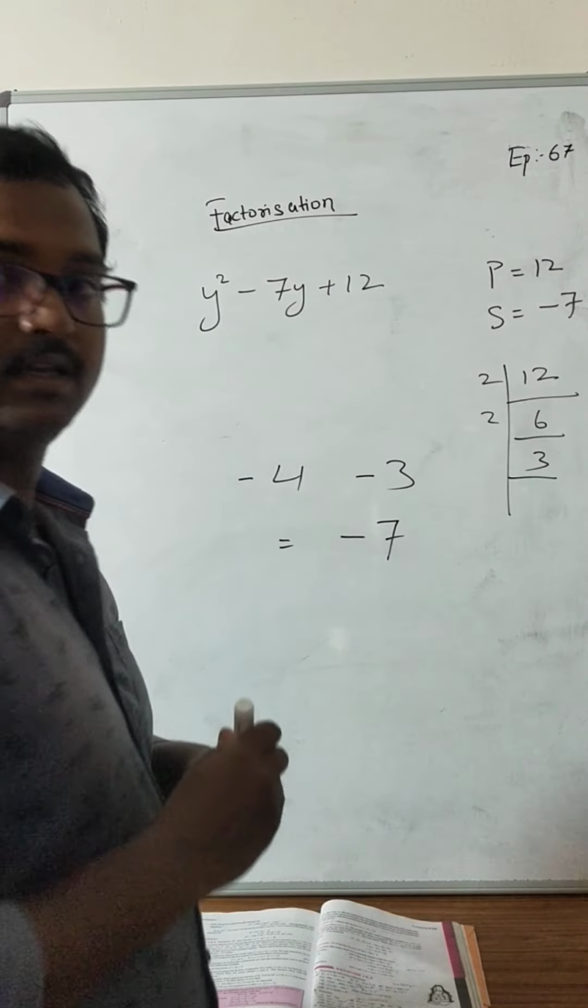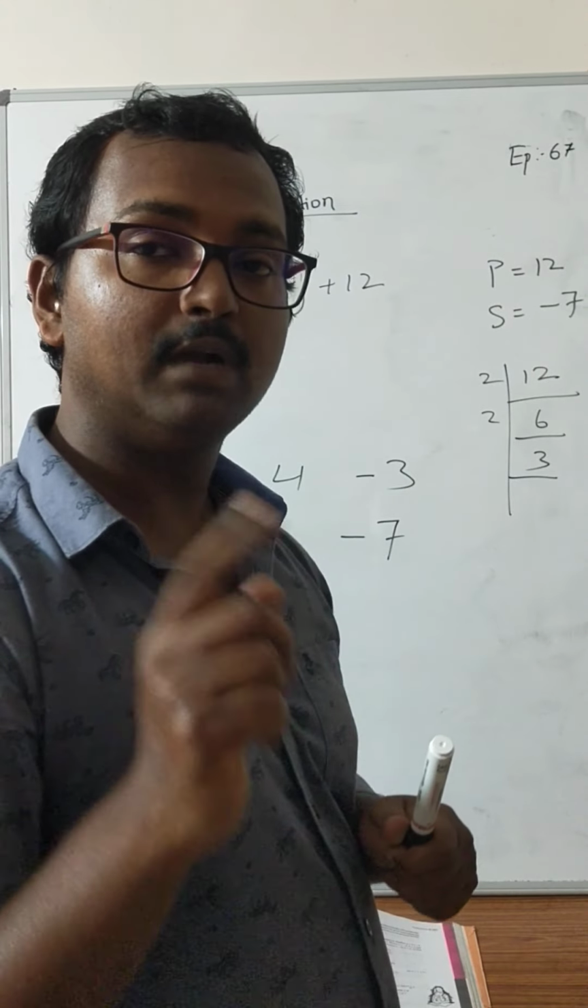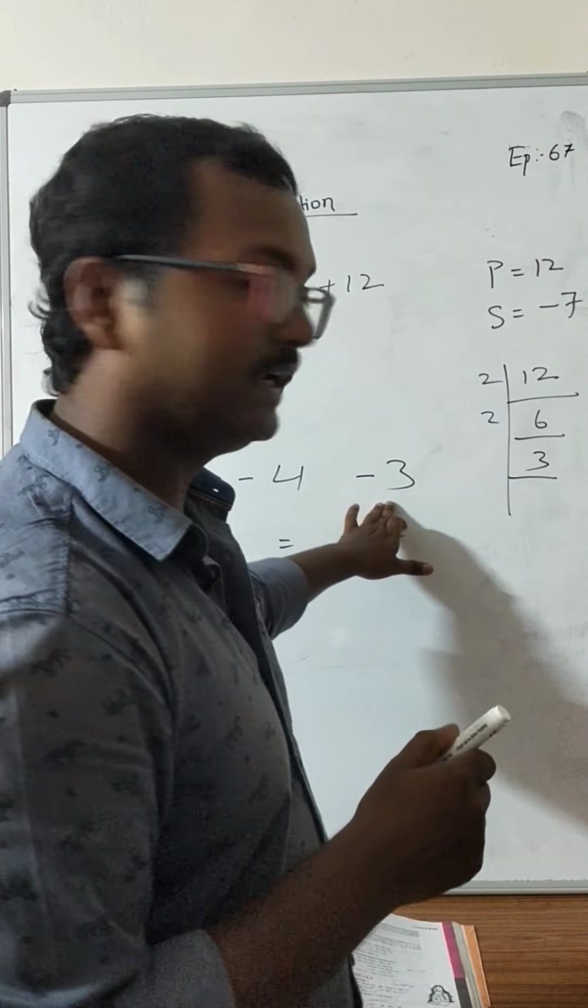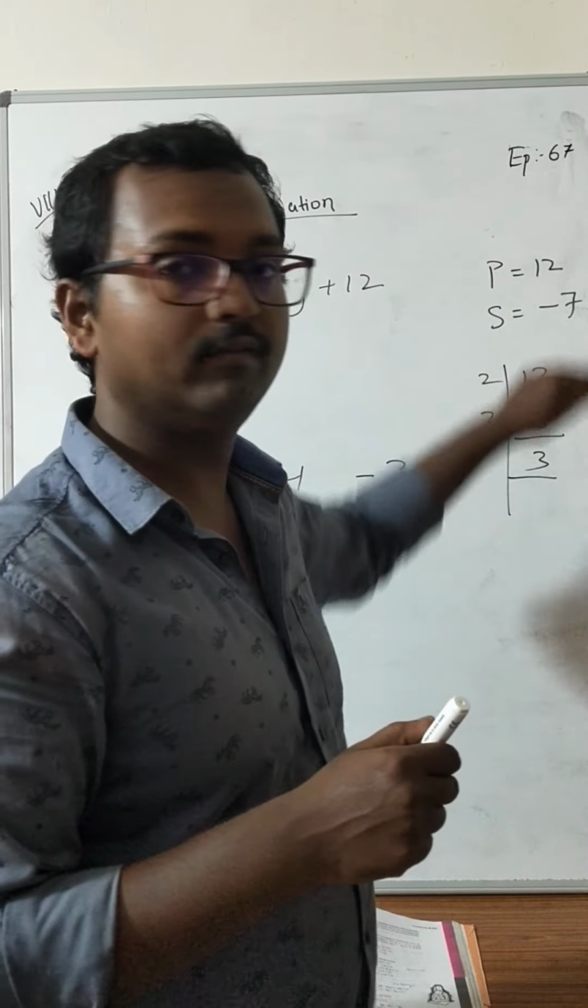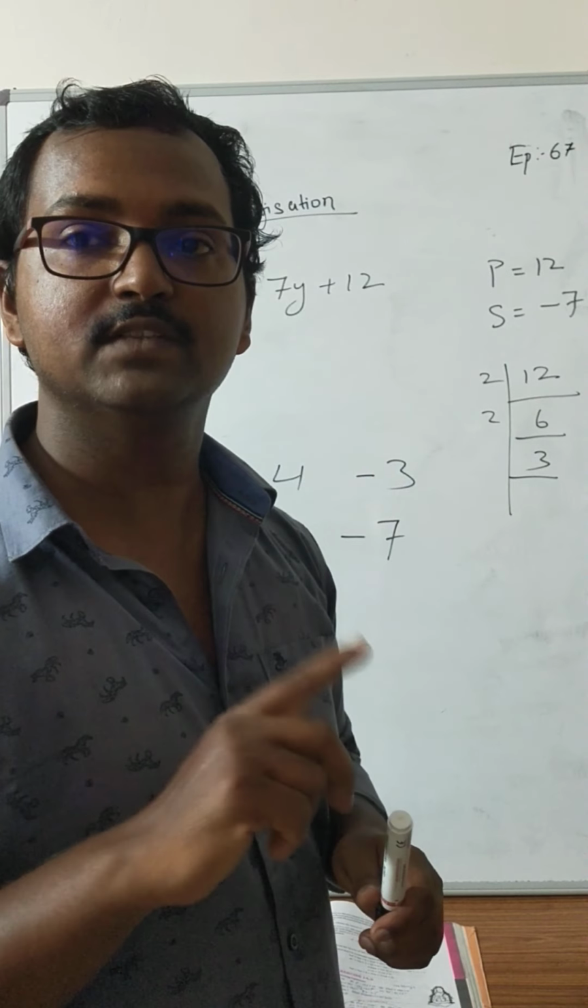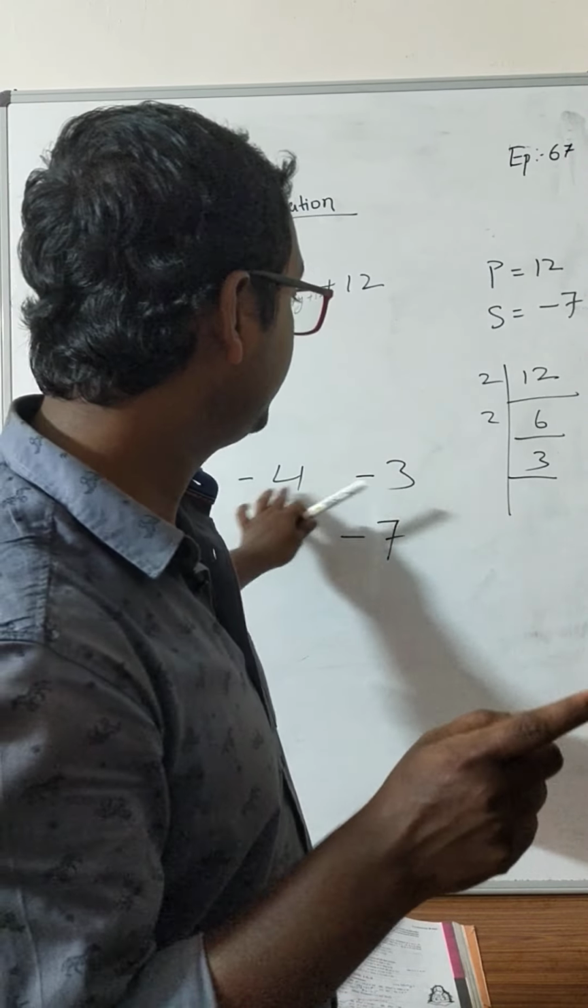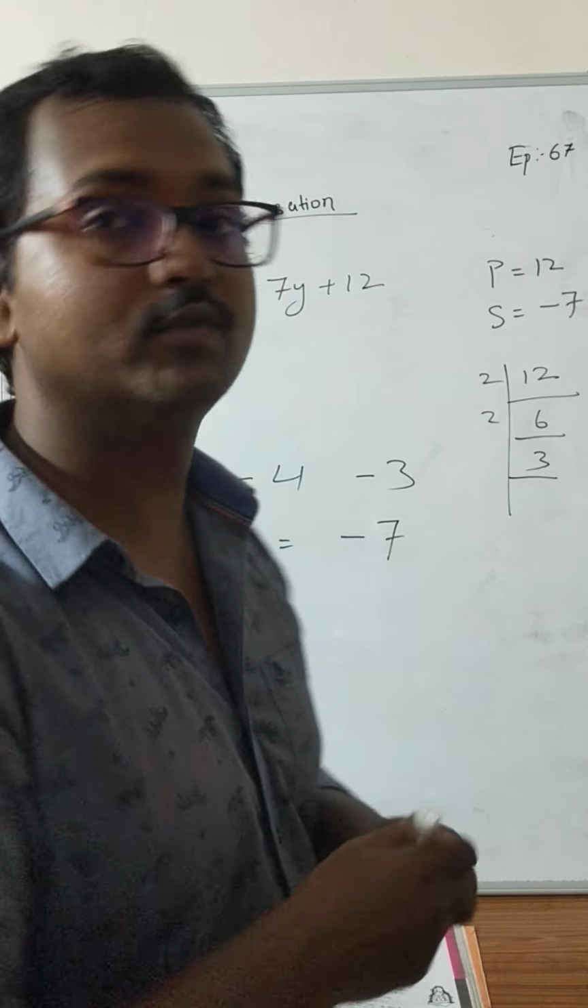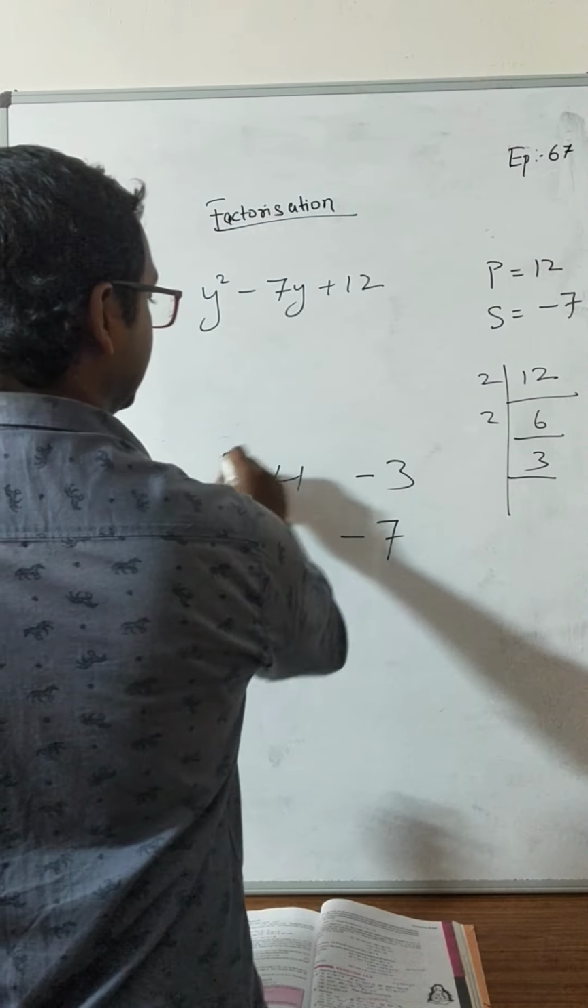Yes? Now one more thing. When you multiply minus 4 and minus 3, you should also get 12. Minus into minus is positive. Minus 4 into minus 3 is plus 12. So these two numbers are the right numbers.